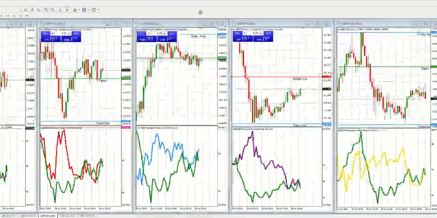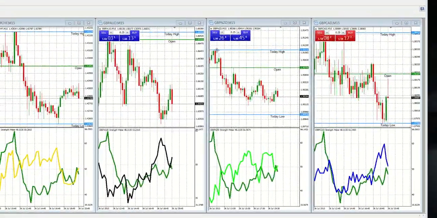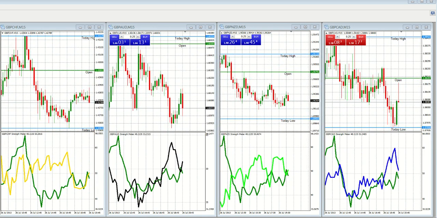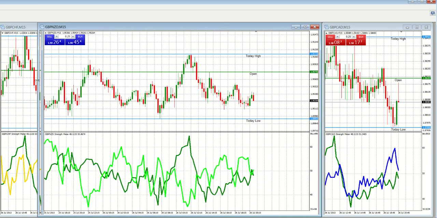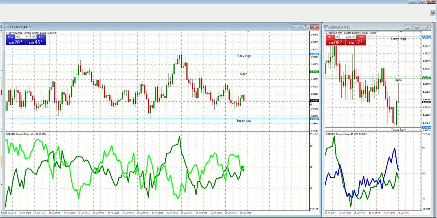But what we'll do is we're going to swing over here, and we'll just take this pound New Zealand and open it up so it's a little easier for you to see.